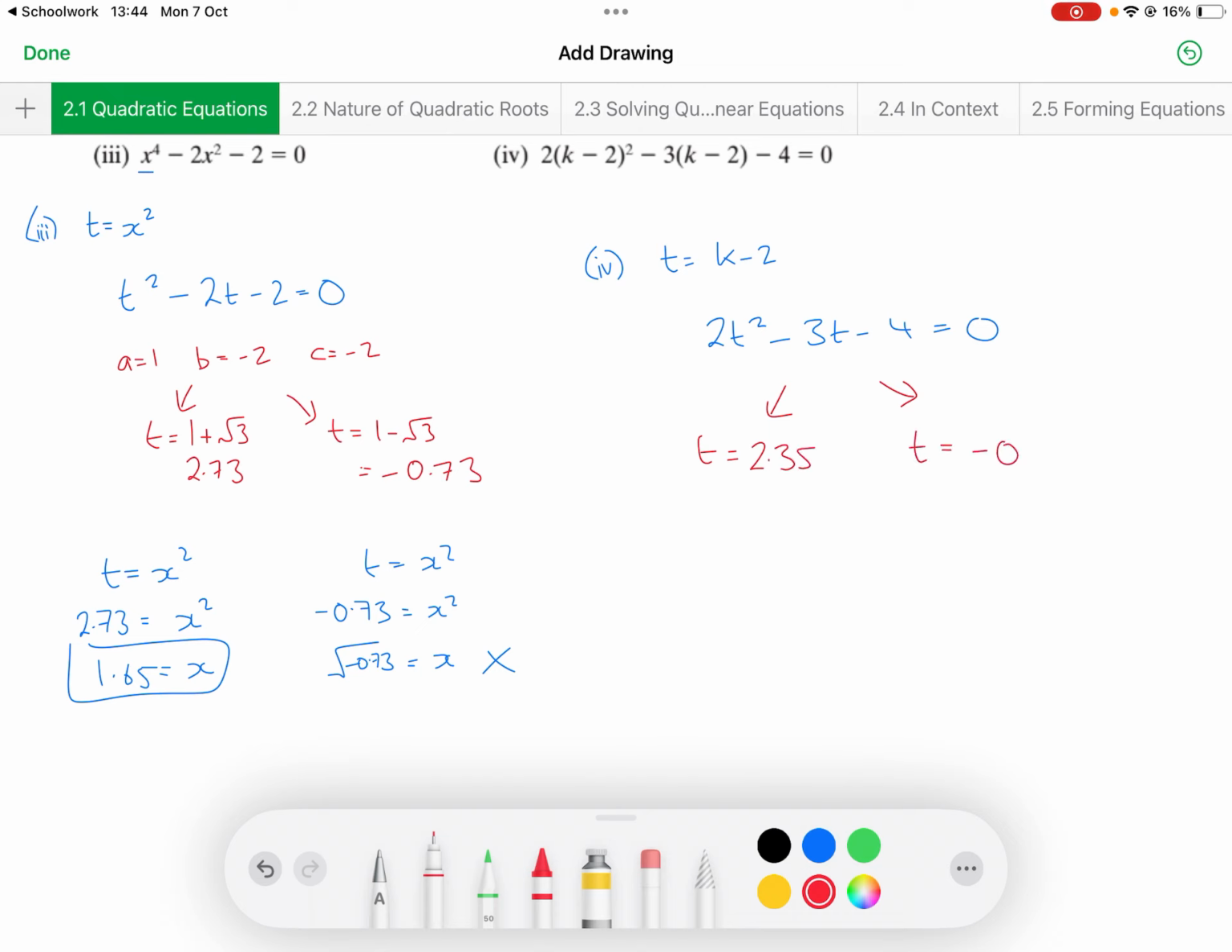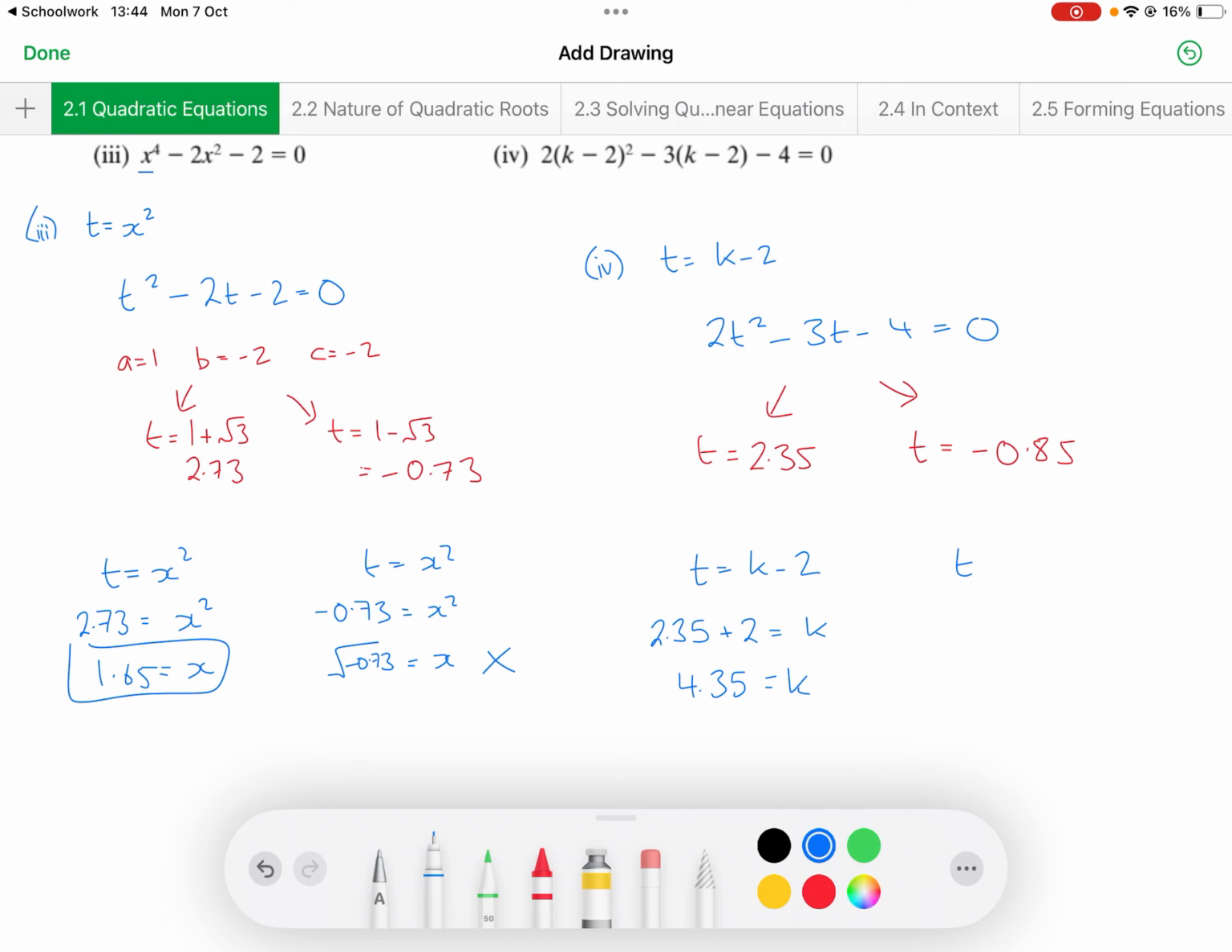and t is equal to minus 0.85. But again, I wasn't asked for t, so I know that t is equal to k take away 2. I'm asked to find k. So if t is 2.35 and bring this 2 across, it becomes plus. That gives me 4.35, and that's to 2 decimal places.